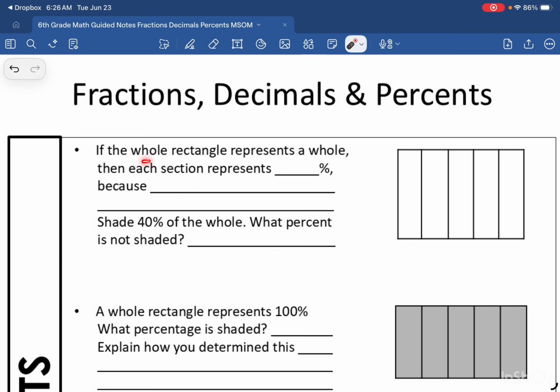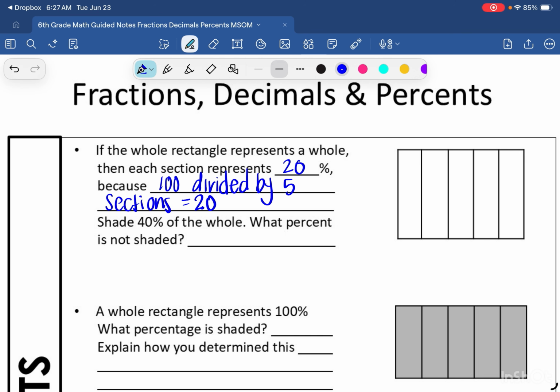If the whole rectangle represents a whole, then each section represents, so looking at this section right here, it looks like there are 5 sections. So if I take 100 and divide it by 5, I'm going to get 20. So each section is 20%. Shade 40% of the whole. So if each section is 20, then I'm going to shade 2 sections, 20%, 40%. What percent is not shaded? So if 100 is my whole, 40% is shaded, that leaves me with 60% that is not shaded.